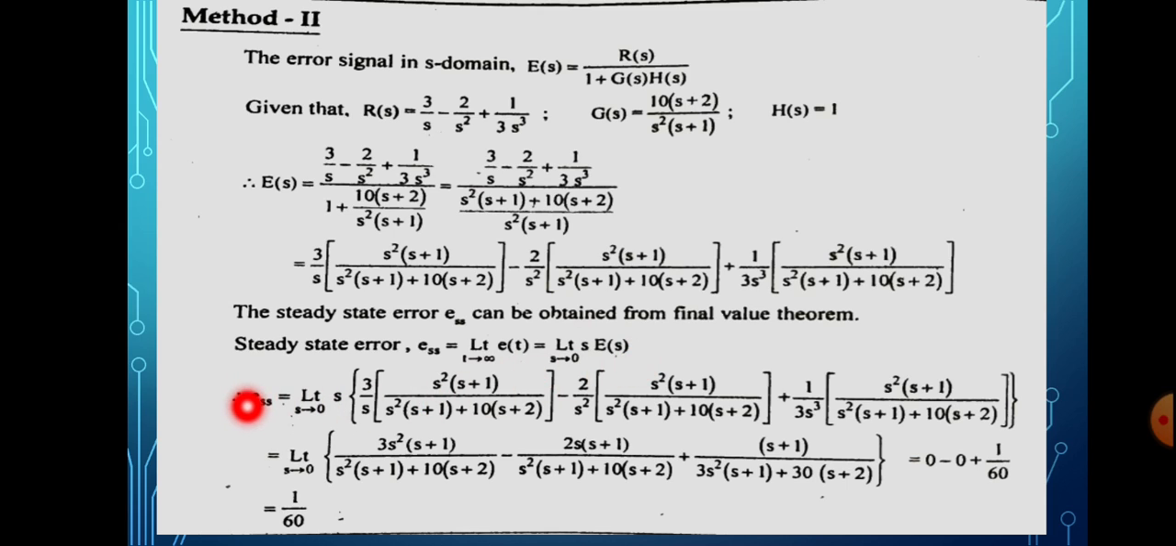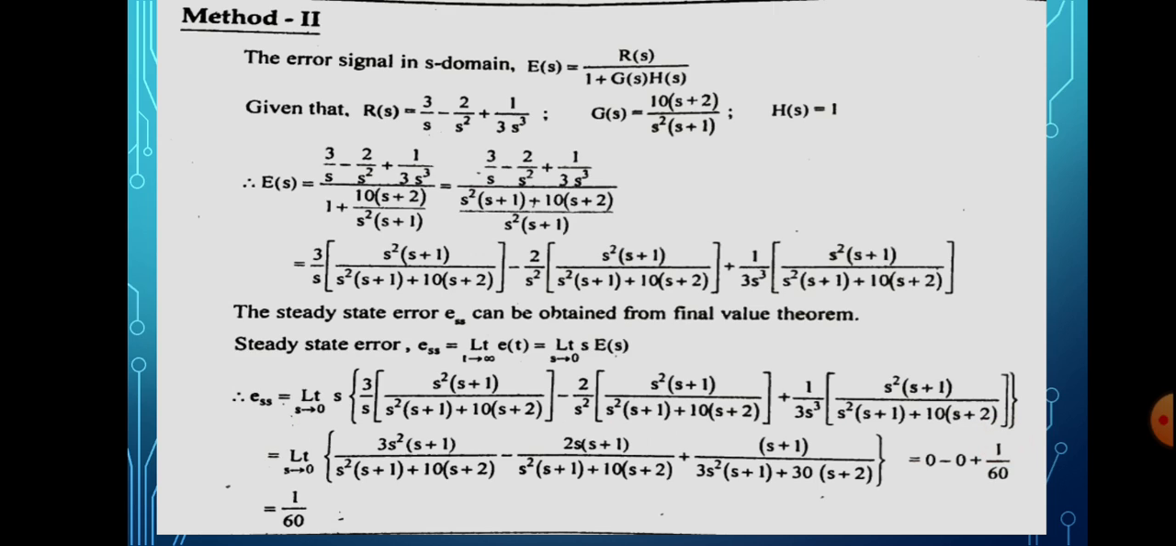So the steady state error can be obtained by ESS will be equal to limit s tends to 0 s into E of S, which is this term. Okay, E of S can be substituted here, and we can simply apply limit s tends to 0, so we will get the solution 1 by 60. So this is an easy method.